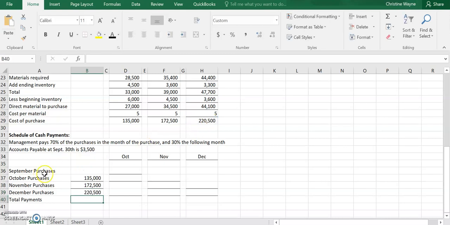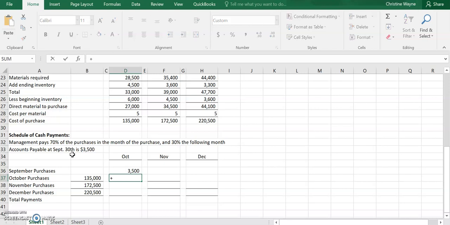You'll notice I have that September up here because it's telling me I have an accounts payable at September 30th of $3,500. That accounts payable from September is going to come in during October. I'm going to pay that off in October. So we have to keep that in mind. They also tell us that we pay 70% of the purchases in the month of the purchase and 30% the following month. So I have my October purchases.